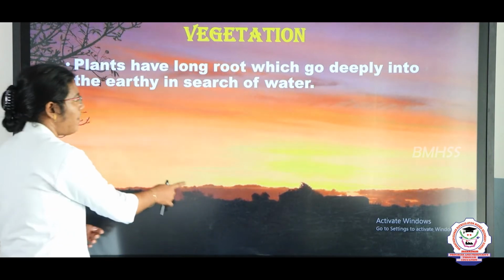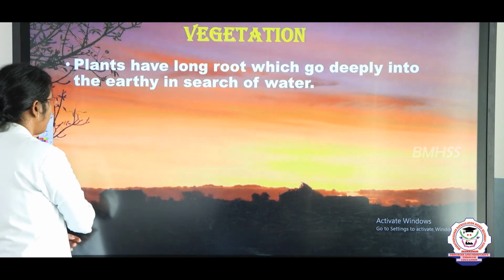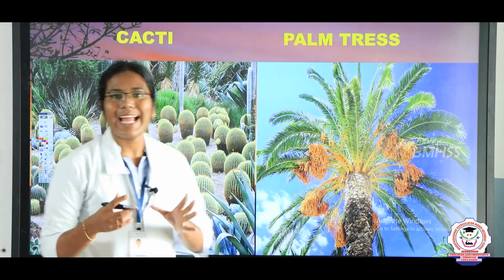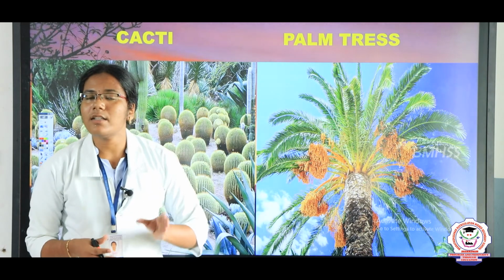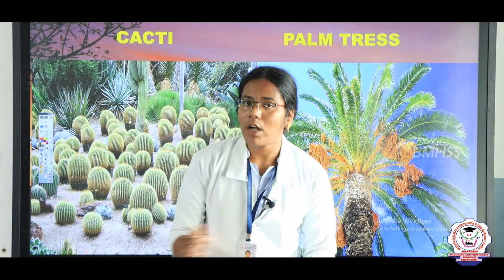Some of the common plants grown here are cactus and palm trees. Cactus is nothing but கள்ளிச் செடி. Cactus and palm trees grow very well here because they are able to sustain extreme heat.